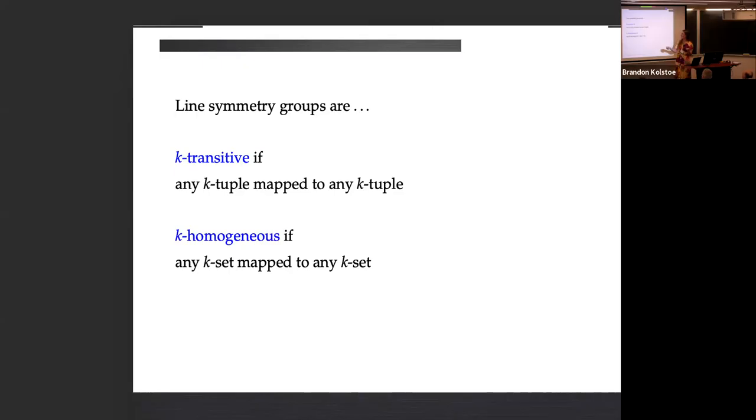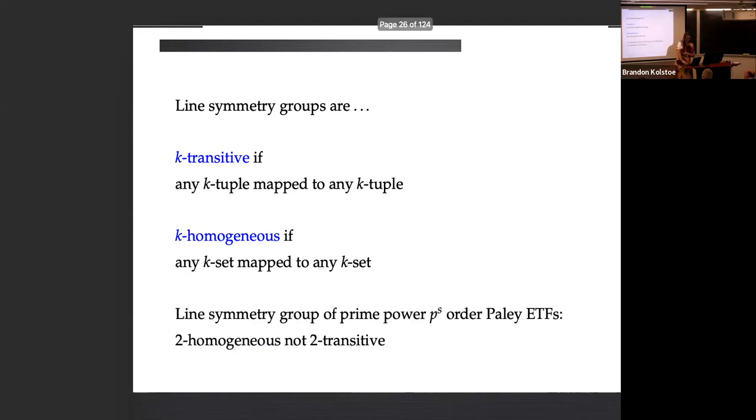Then I call it k-homogeneous. So k-transitive implies k-homogeneous. And we can think of these as the higher the k is, the higher the amount of symmetry. So if we have something acting on a set of size n, then n-transitive means we have all possible permutations. So we're really getting all the possible symmetries we could get.